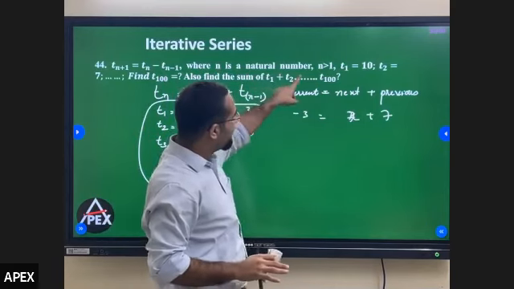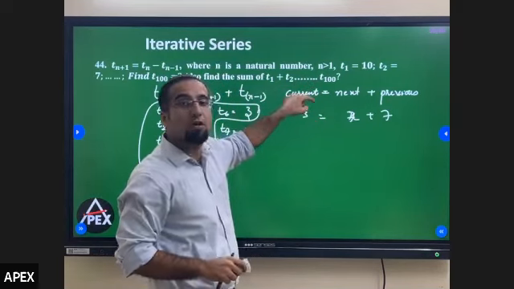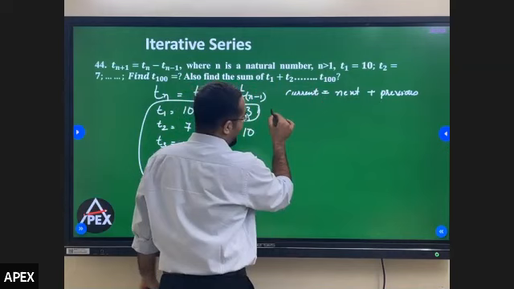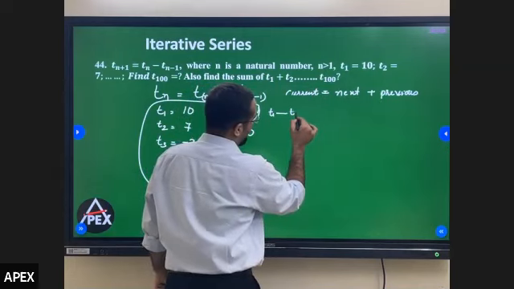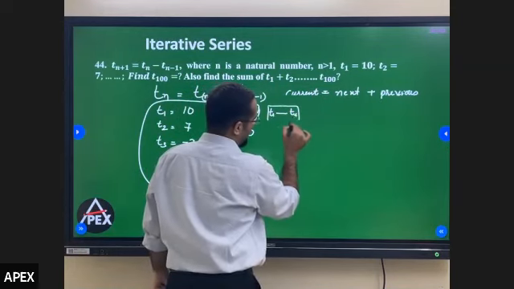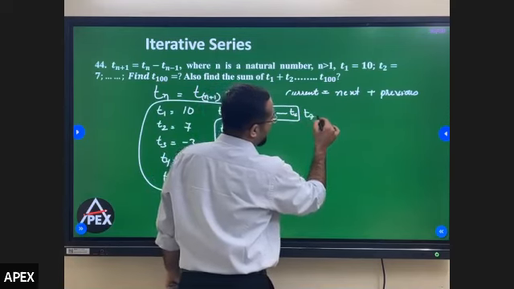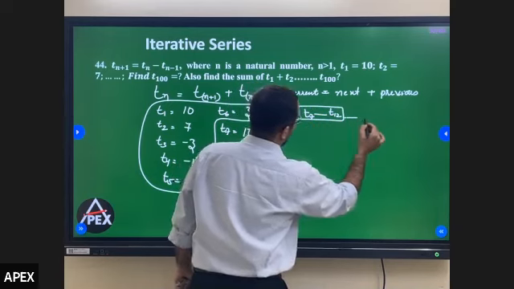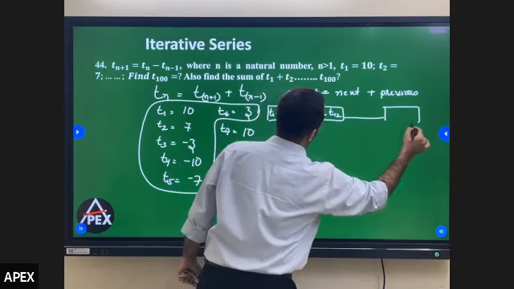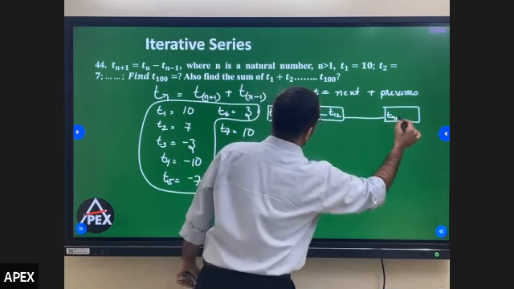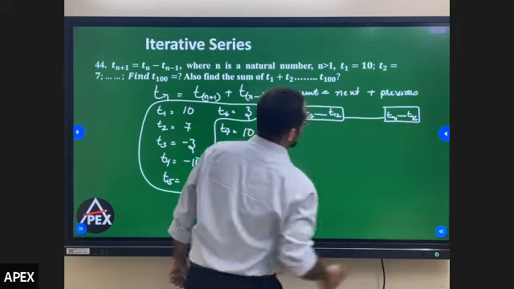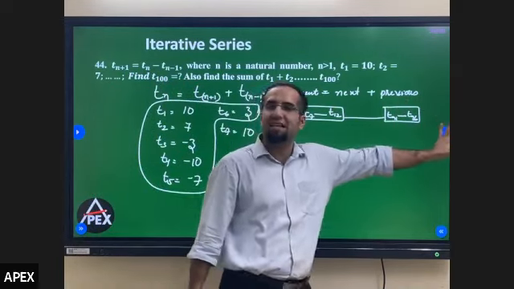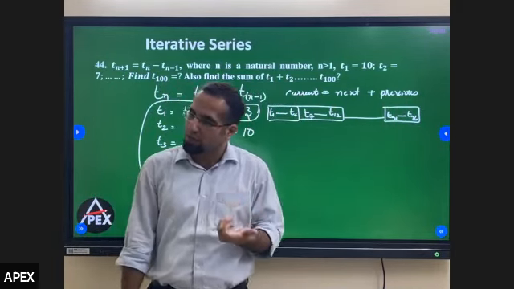So till where will I get zeros? Till T96, because I want a multiple of 6 only here. T1 to T6 will be 0. Similarly, T7 to T12 will be 0, and so on, so on. Finally, T91 till T96 is equal to 0. So if I add all the terms till 96, the summation is going to be 0.